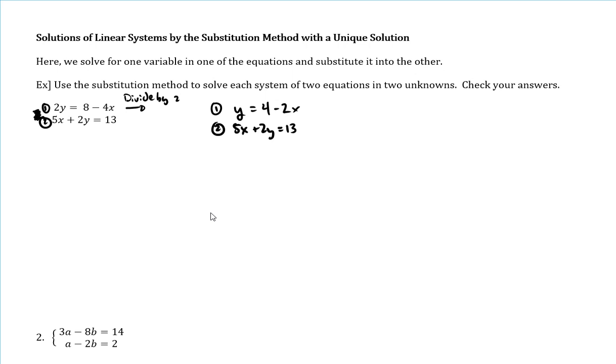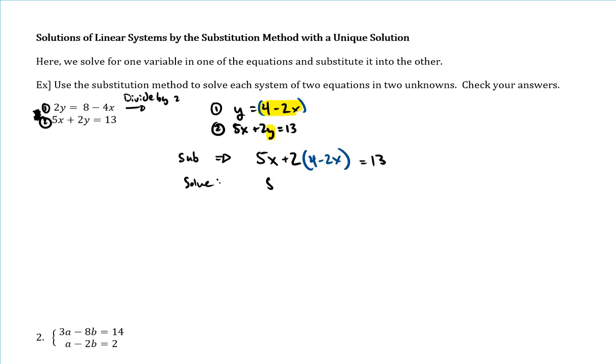Continuing with this method, now this variable y is completely by itself. So what we're going to do is replace the y in the second equation with the y expression from the first equation. We're now going to do the substitution. So we have 5x plus 2 times, and y is 4 minus 2x, equals 13. That way we have one equation with only one variable.